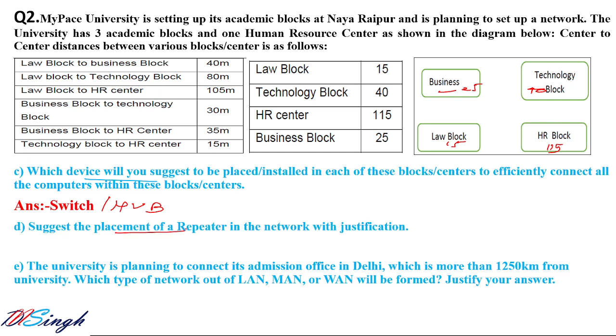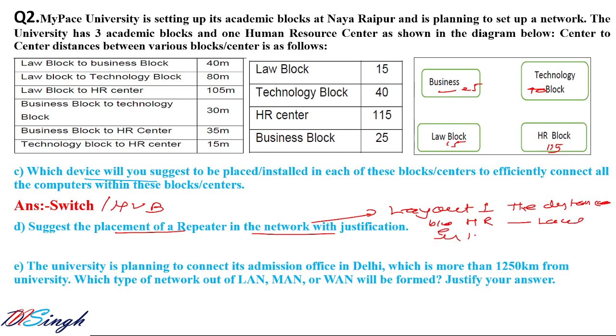Next question, suggest the placement of the repeater in the network with justification. So we can write an answer, because for layout 1 from the previous slide, the distance between HR to law block is how much? 105. So we require a repeater here. So we will place a repeater.